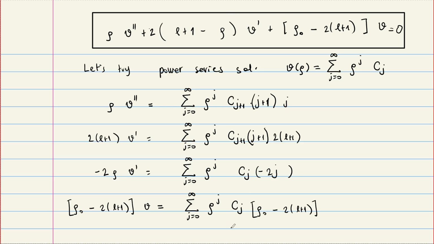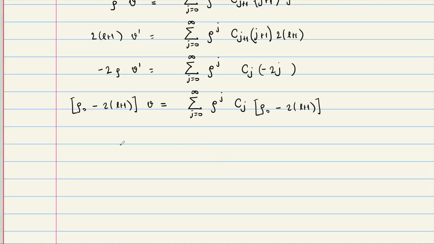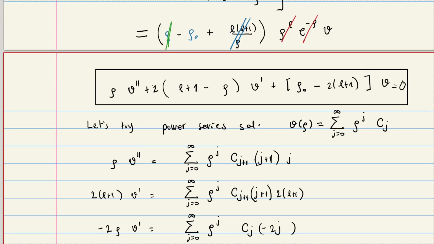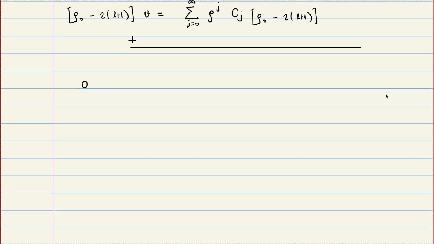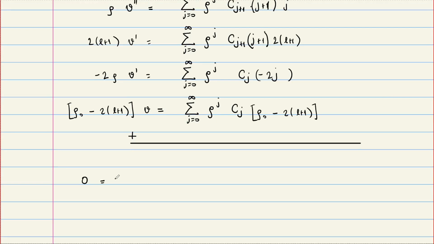Now I can sum all of these and then say that since what multiplies rho to the j should be 0, for this equation is valid for every rho, then the total coefficient should be 0. So let's sum this, and what we find is 0, because this differential equation is equal to 0, the sum from j equals 0 to infinity of Cj.